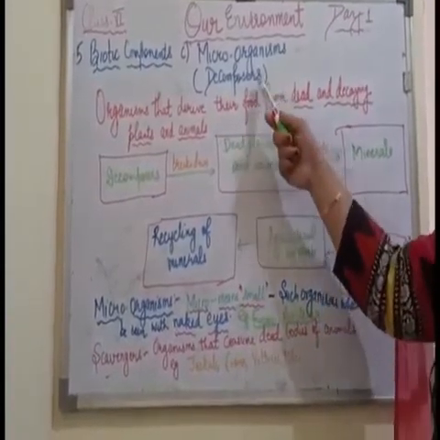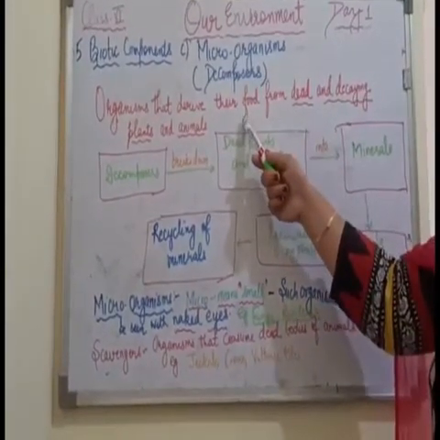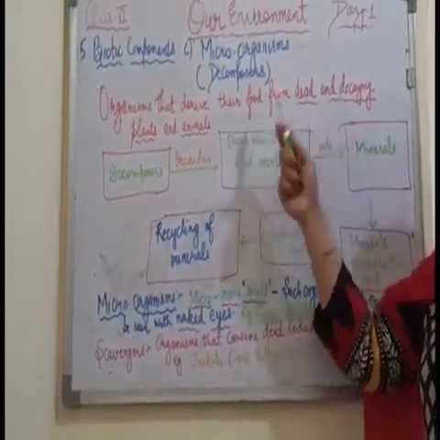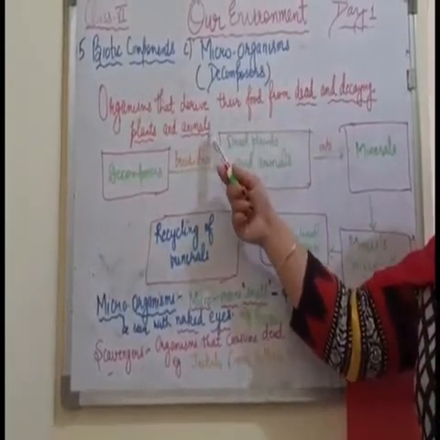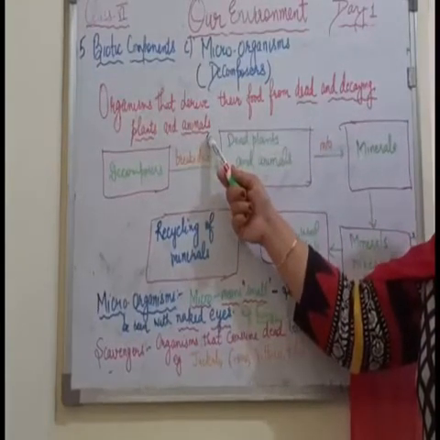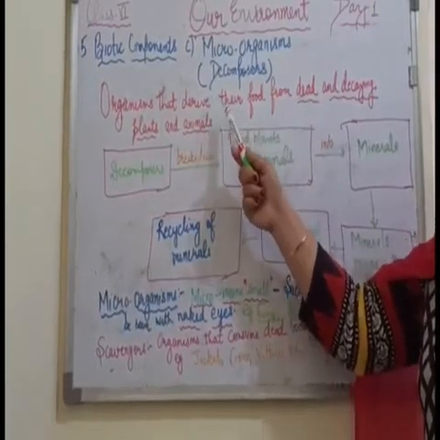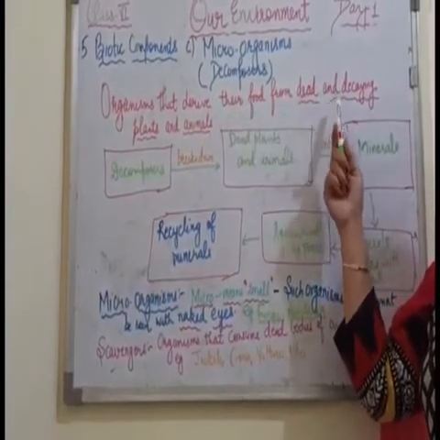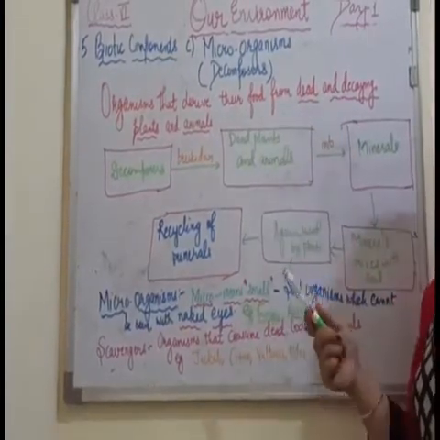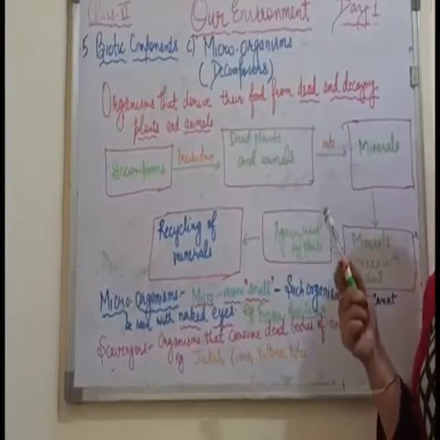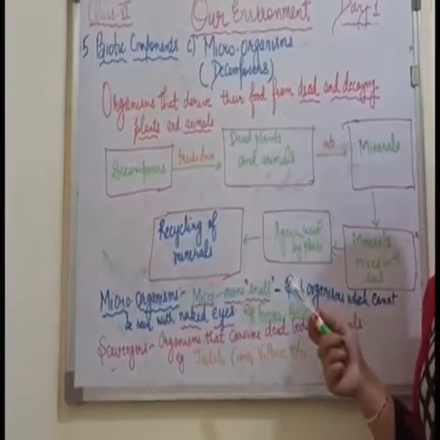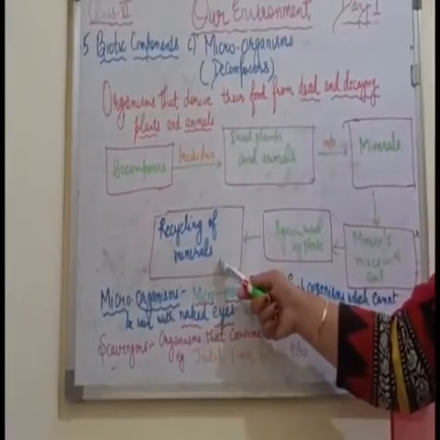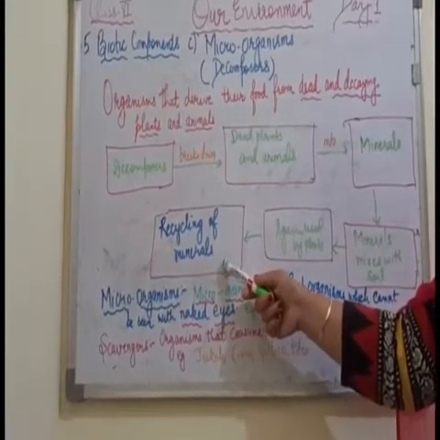So what is the definition of decomposers? Organisms that derive their food from dead and decaying plants and animals. I am repeating the definition कि ऐसे organism जो अपना food obtain करते हैं from dead plants and animals, such organisms are called decomposers. Clear? So next part, I am going to explain recycling of minerals.